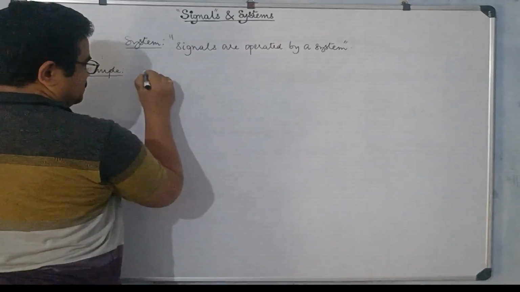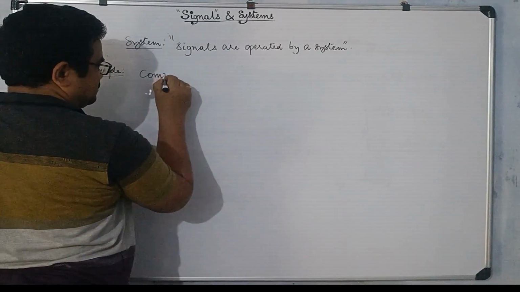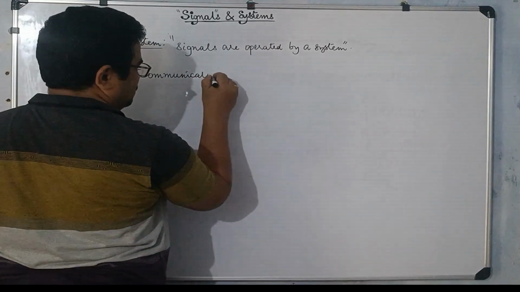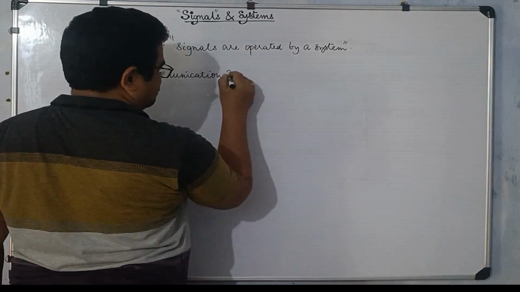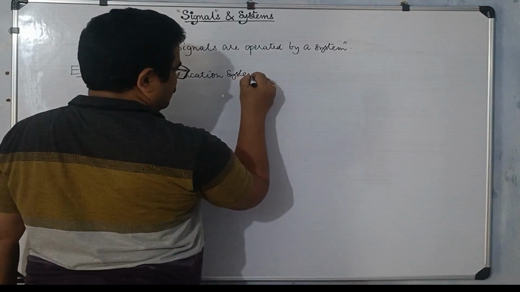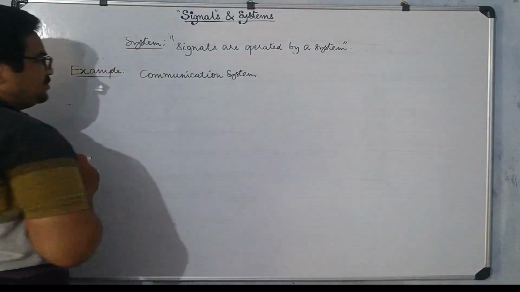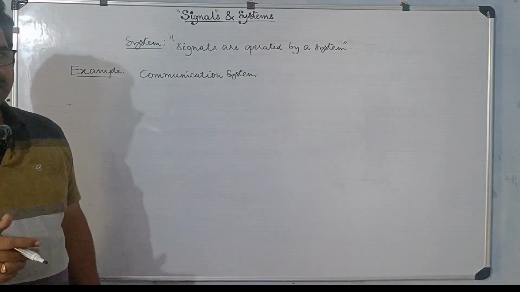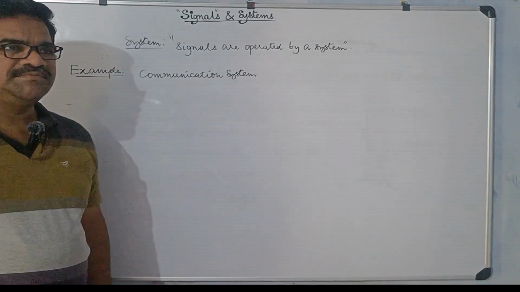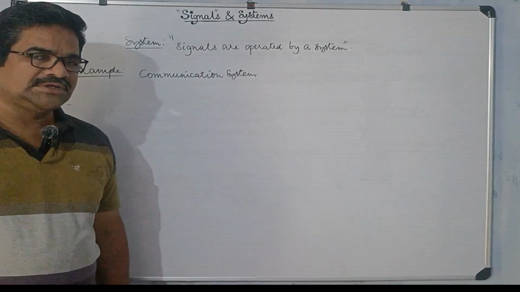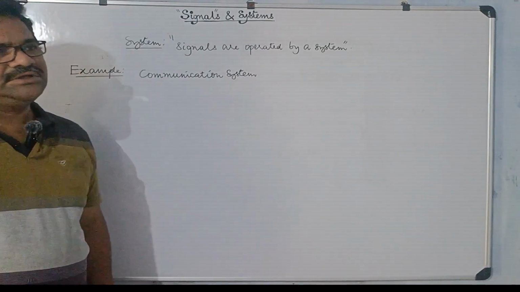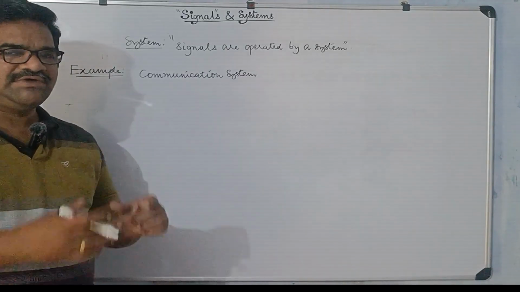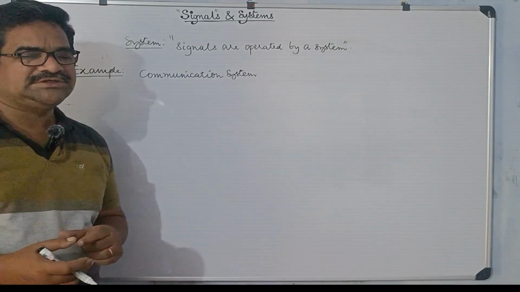So, let us say I am having a communication system. What is a communication system doing? It is transmitting some information from one location to another location. So, in a communication system, usually you have a transmitter, you have a channel, then a receiver.